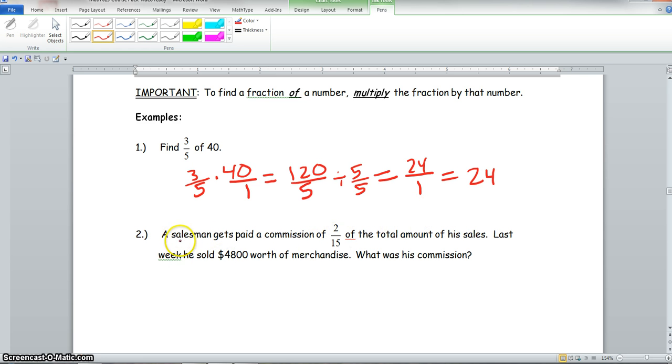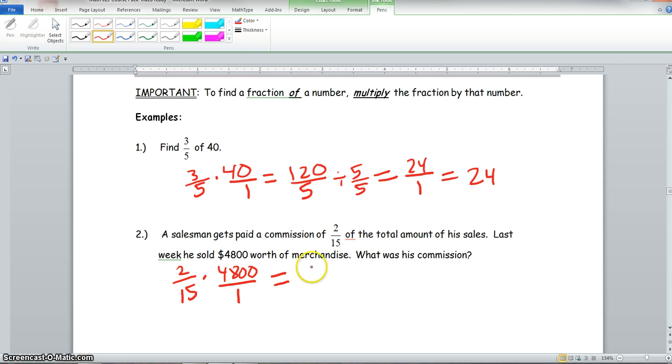Now we come to number 2. It says a salesman gets paid a commission of 2/15 of the total amount of sales. Last week he sold $4,800 worth of merchandise. What was his commission? So we know in this instance of means multiplication. So we add 2/15 times 4,800. And we'll put that over 1 so we can multiply.